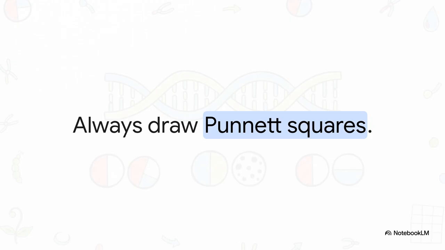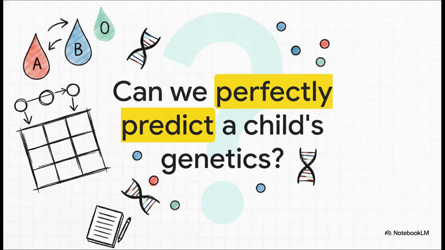Is it codominant? Is it multiple alleles? Once you figure that out, physically draw the grid. Label your columns, label your rows, and prove your math step by step. Seriously, never try to hold an entire genetic cross in your head. It's a trap. So I'll leave you with this final kind of provocative thought.